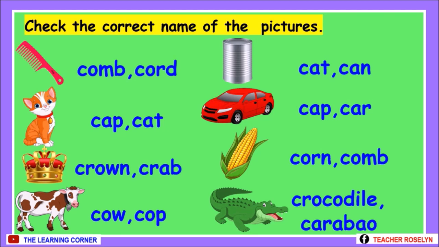Check the correct name of the pictures. This is comb. Which is the correct answer? This is cat. Which is the correct answer? This is a crown. Which is the correct answer? This is a cow. Where is the correct answer?